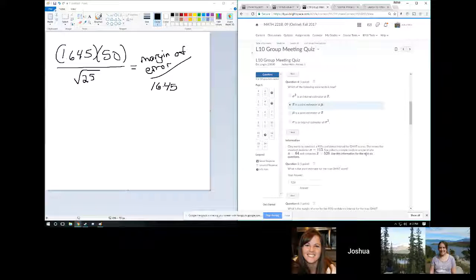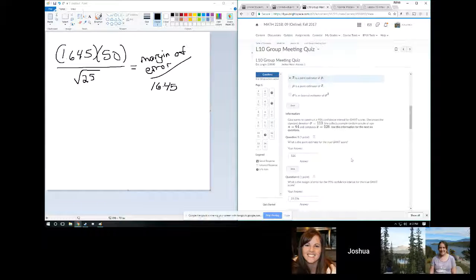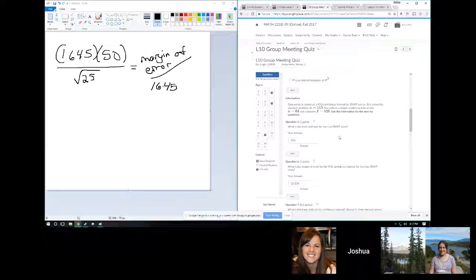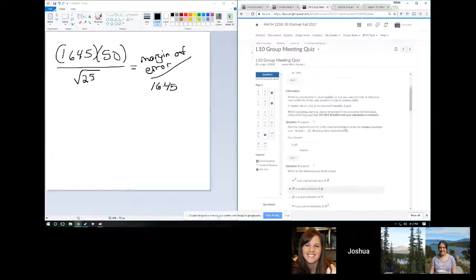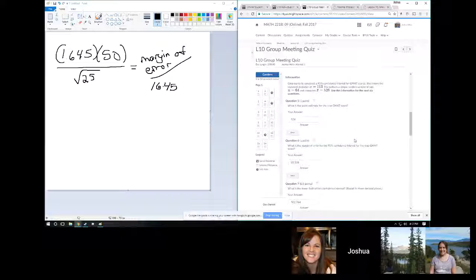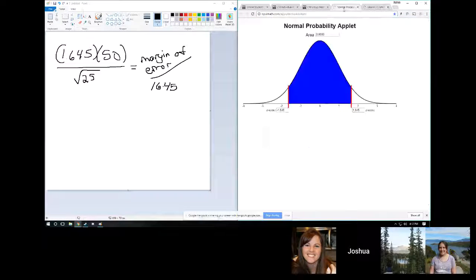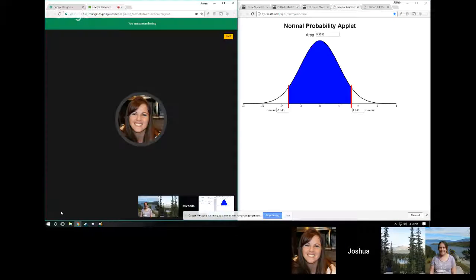So are you finding 95% in the applet? So you're putting 0.95. No. And are you shading the middle and the left? No, just the middle. Just the middle. So you got 0.6579. And then you're calculating the same thing, the 0.6579, and then we have 113 divided by the square root of 64.